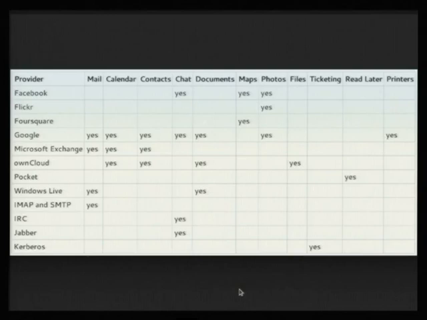So yeah. ownCloud gives you calendars, contacts, documents, files, and so on. Well, it also gives you pictures, but we don't have support for it yet on the desktop, so that field is empty at the moment.